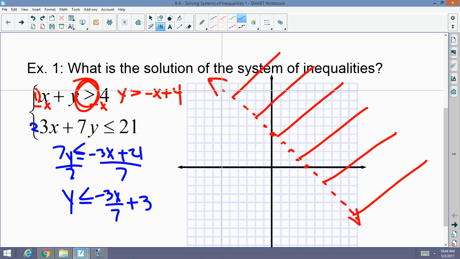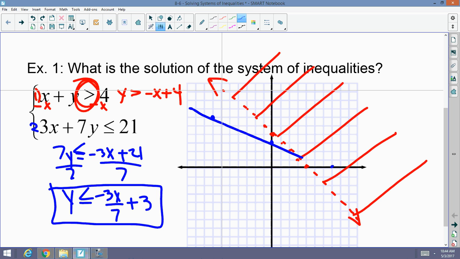So what's my y-intercept here of this blue inequality, y'all? 3. So 1, 2, 3. Okay. What's my slope, guys? Down 3 over 7. So I'm going to go 1, 2, 3 over 1, 2, 3, 4, 5, 6, and 7. And I'm going to go up 1, 2, 3 over 1, 2, 3, 4, 5, 6, 7. Is that going to be a solid or a dashed line? That's going to be solid.